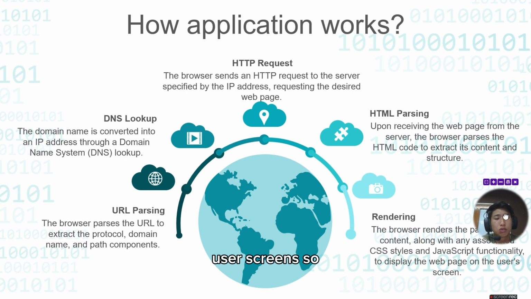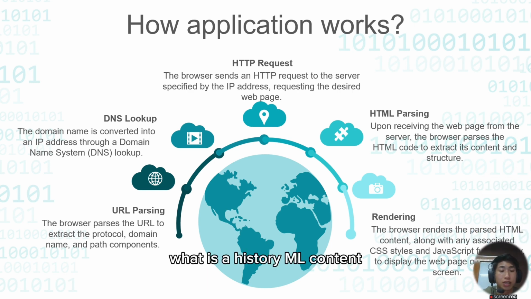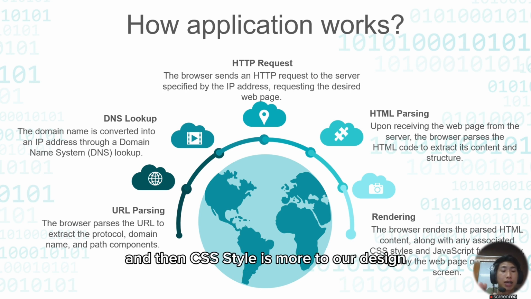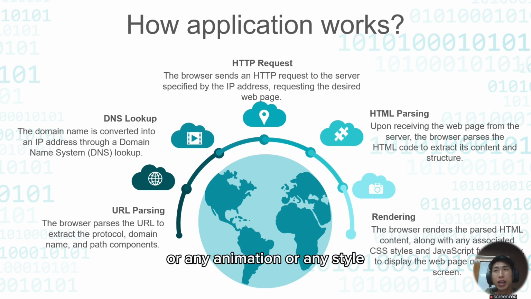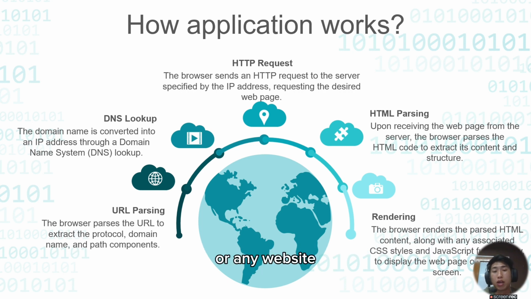user screens. So what are HTML content, CSS style, and JavaScript in our website or any web page? We start with HTML for the coding, and then CSS style is more for our design or any animation or any style, and we move to JavaScript, which is the functionality of the web page or any website.